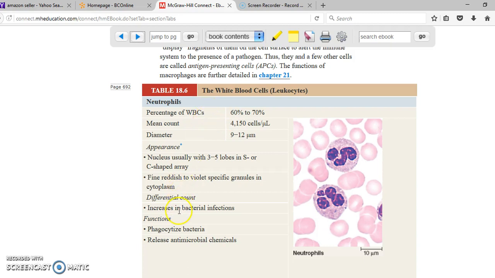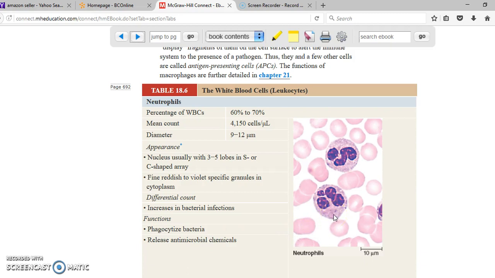What are the functions of the neutrophil? It phagocytizes bacteria. Obviously, phagocytizes means eats the bacteria. And it releases antimicrobial chemicals in order to destroy them as well. These chemicals are the ones that you're going to find right here inside the granules.